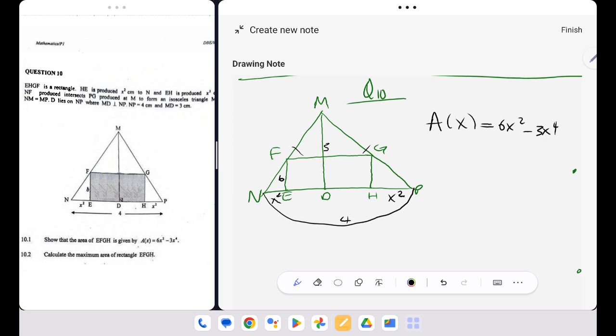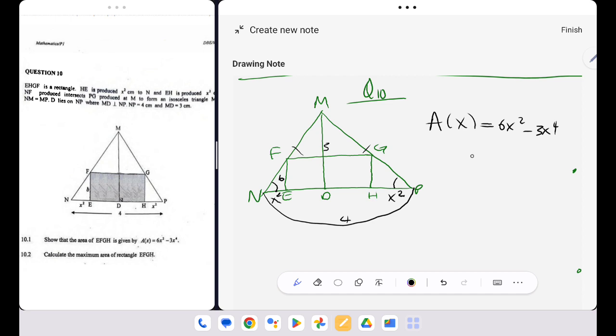Okay, from the information I'm given, I'm told that NM is equal to MP, right? So this simply means that triangle MNP is an isosceles triangle. If it's an isosceles triangle, it means that these angles are also equal, right? Okay, so I can conclude that these two triangles are congruent.